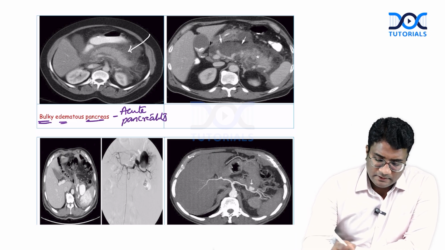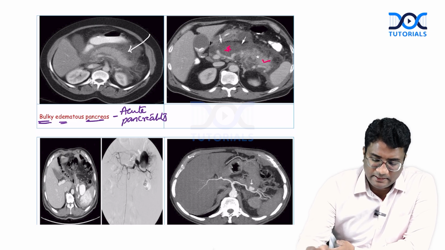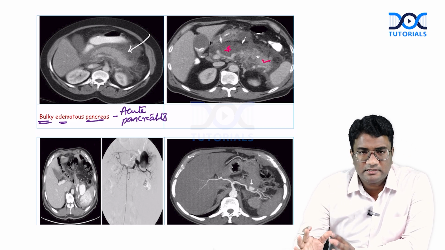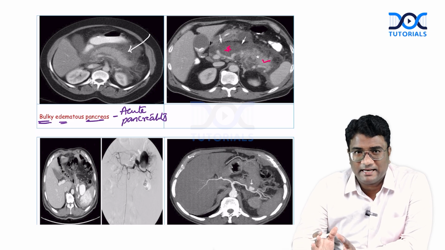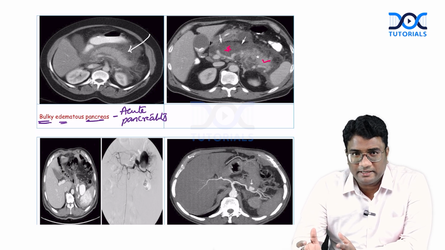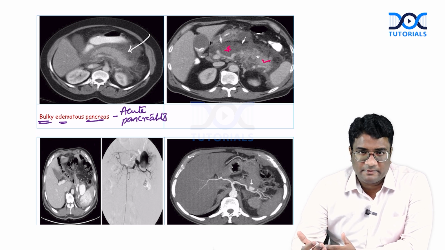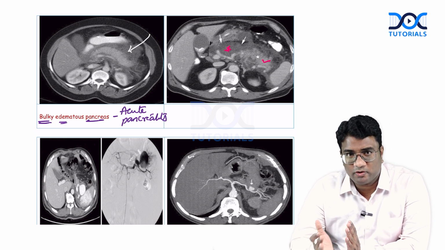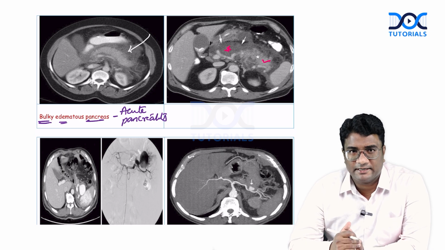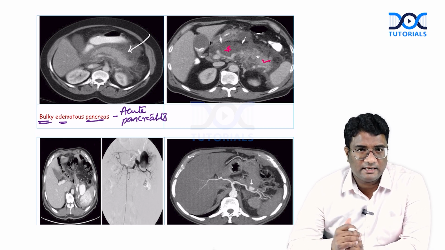And can you see here, there is some necrotic areas, non-enhancing areas, and some enhancing areas in the pancreas. There is an edematous bulky pancreas, but also has some non-enhancing necrotic areas. So, do you think is it an acute interstitial pancreatitis where we have homogeneous inflammation, or is it an acute necrotizing pancreatitis which has this heterogeneous enhancing and non-enhancing areas? What do you think is this pancreatitis where you have this enhancing and non-enhancing areas?